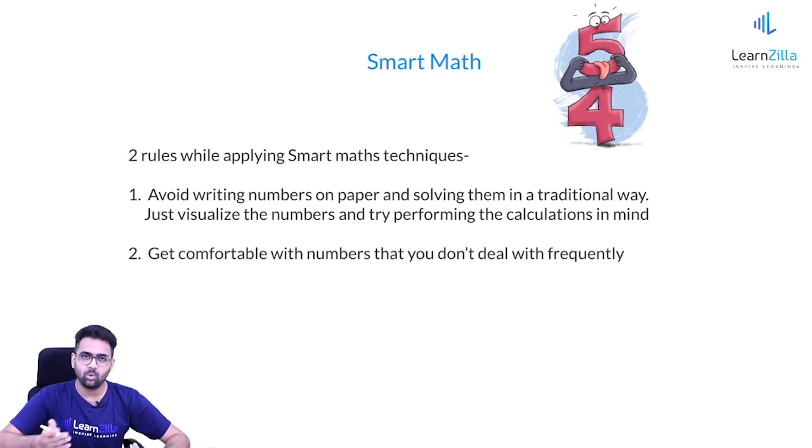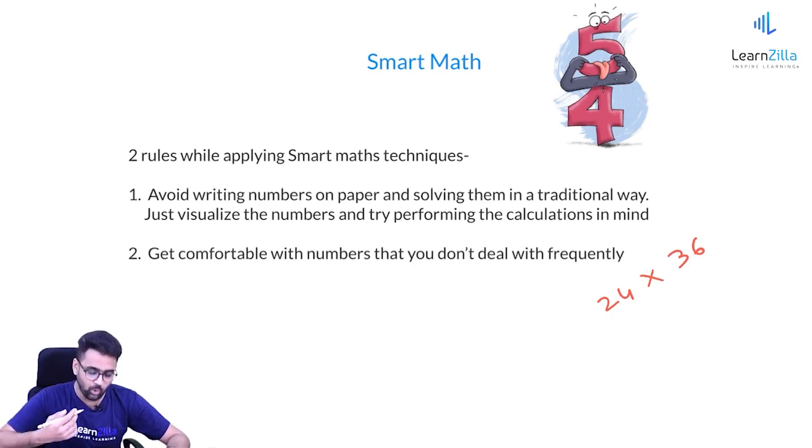Two rules you have to remember while doing these smart math techniques. First, avoid writing things on paper in the traditional way. What do I mean when I say this? Suppose I have to do a small multiplication, 24 into 36. We'll be learning multiple approaches on how to solve these problems here. But when I say avoid writing it on paper and solving it in traditional approaches, I mean this.